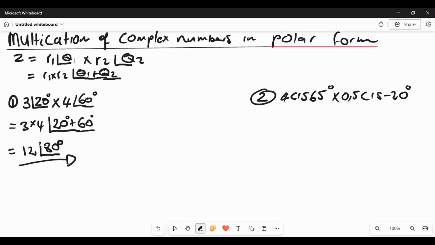Just in case you don't know what the polar form looks like or how it came about, I made a video on the polar form. You can go to the description and watch that video. It is an introduction to polar form, and it will also pop up on the top right of this video.